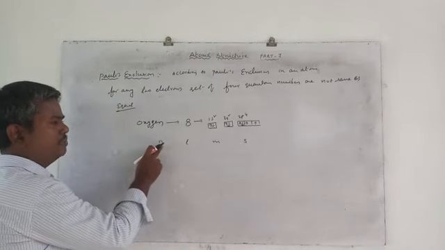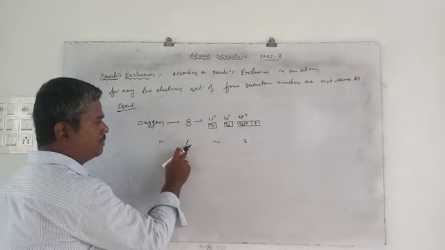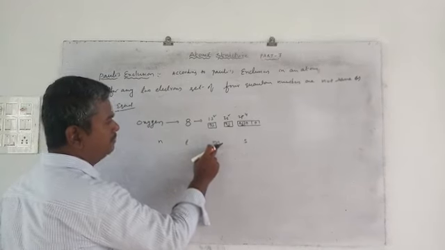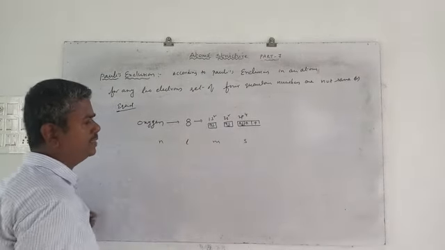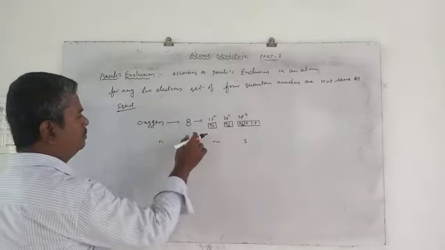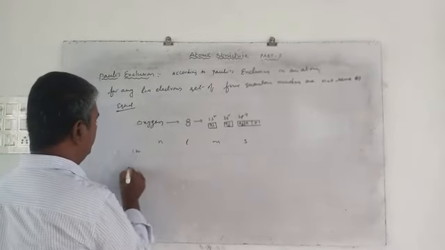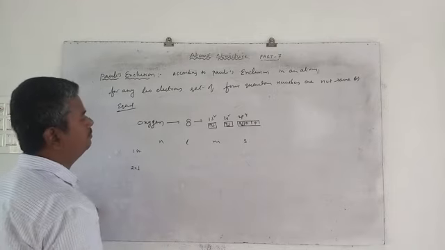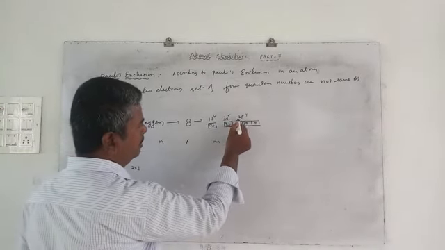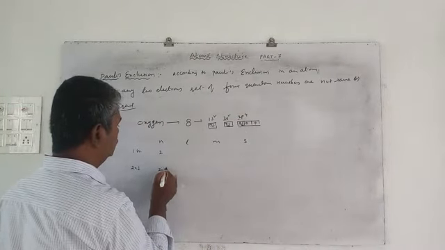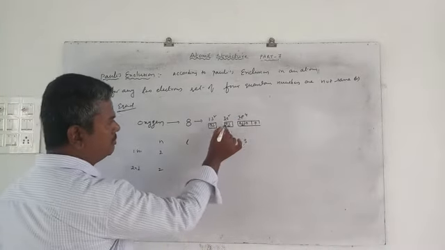n means which one? Principal quantum number. l means azimuthal quantum number. m means which one? Magnetic quantum number. As well as which one? s is the spin quantum number. So, for the first electron and the second electron, these 2 electrons are in which orbit? Second orbit only. The principal quantum number is the same, 2.